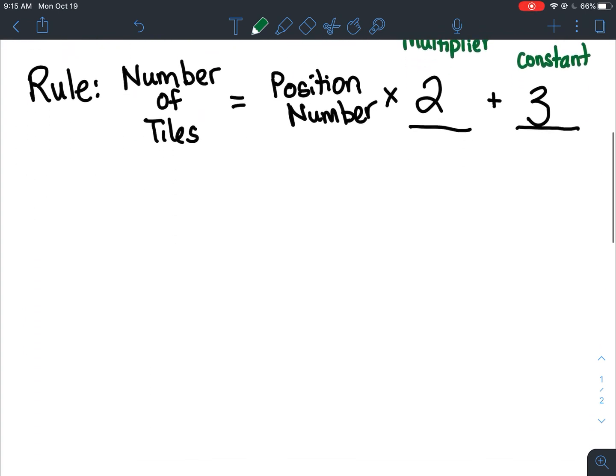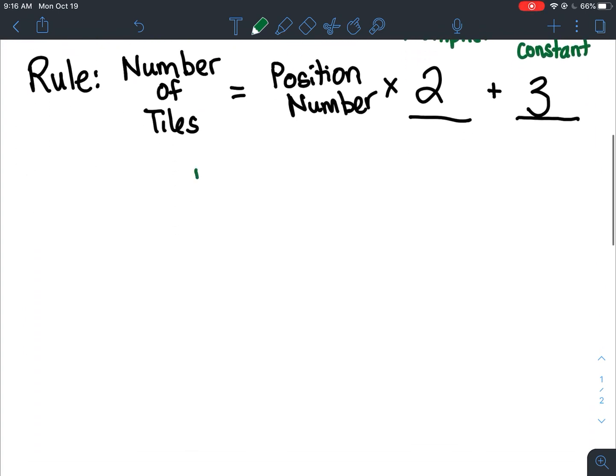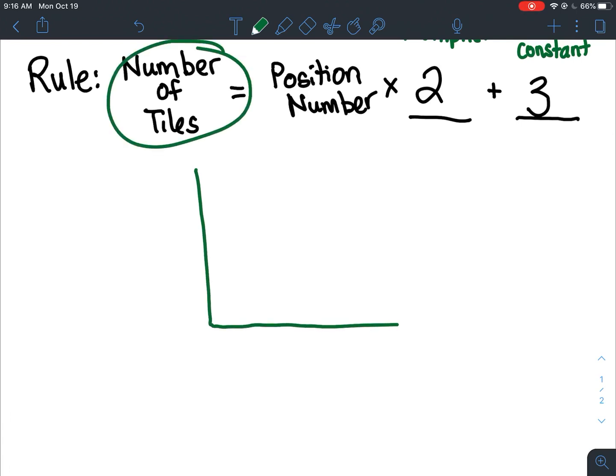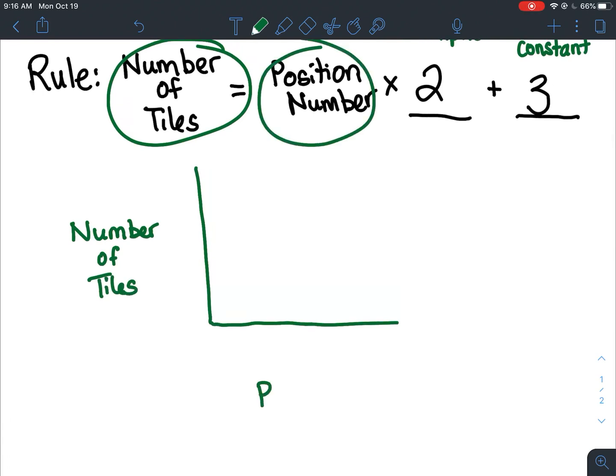So to relate the, okay, so wait. Then we could actually graph this scenario. I'm just going to do a rough sketch. So the whatever is on this side of the equal sign always goes on your y-axis. So number of tiles. Position number is going to go on the bottom.